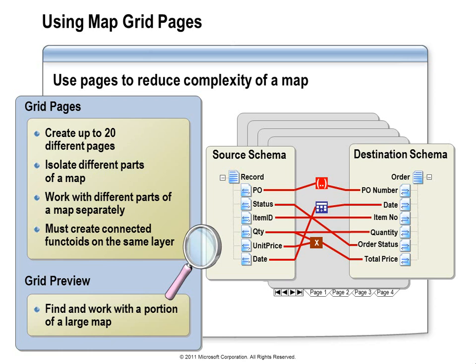So if you were mapping purchase order schemas that had a header, line items, and a footer, you could put all of the links and functoids for the header on one page, all of the links and functoids for the line items on another page, and so on for the footer. And that brings up one more improvement in the new mapper. It's much easier to move links and functoids from one map page to another.